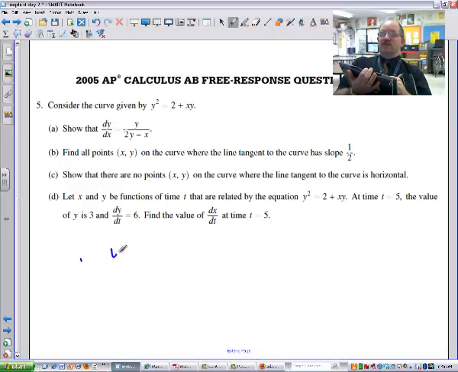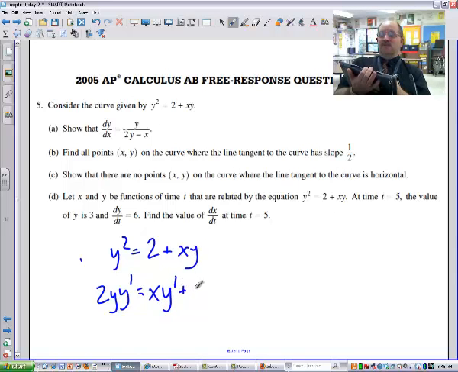So if we start off with y squared equals 2 plus xy, well, the derivative of y squared is 2y y primed. The derivative of 2 is just going to go away to 0, and then this is xy, so it's a product. The derivative of x times y is the first times the derivative of the second plus the second times the derivative of the first, which is 1. And every single time that you differentiate x times y, you get x y primed plus y. Every single time. So you may as well just get used to that.